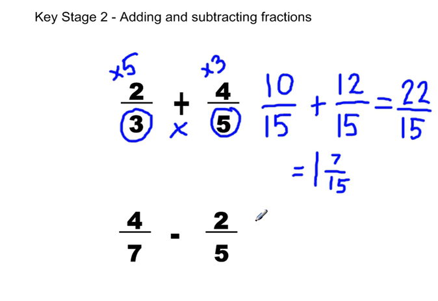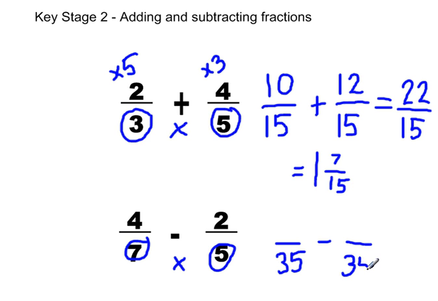Now, the subtraction is very, very similar to this. You do exactly the same thing. So you have to get a common denominator. So we do 7 multiplied by 5, which is 35. Then we do our rule, whatever we do to the bottom, we've got to do to the top. So we've multiplied the 7 by 5, so we multiply the 4 by 5.